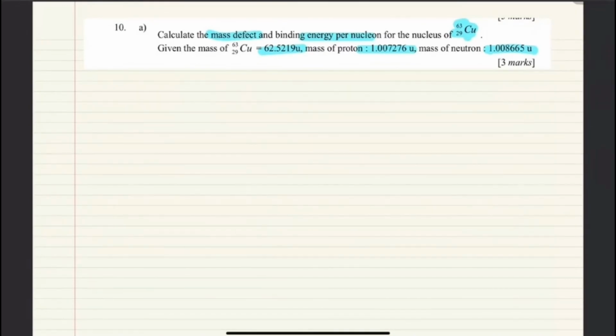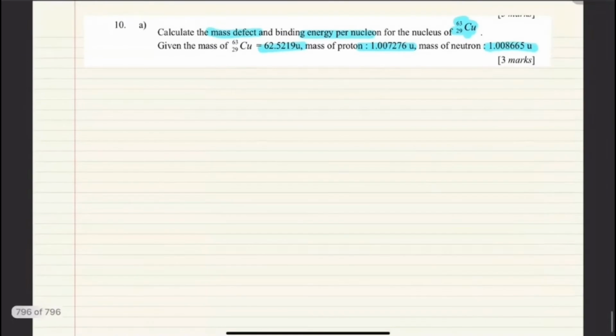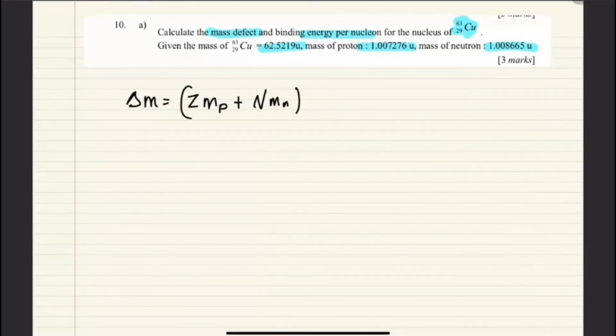So the mass defect. The symbol we use is delta M, which is Z times the mass of a proton, plus N times the mass of a neutron. These are the individual masses. Total protons plus total neutrons, minus the mass of the nucleus. Because they give you the mass of the nucleus in terms of U, everything needs to use U too.